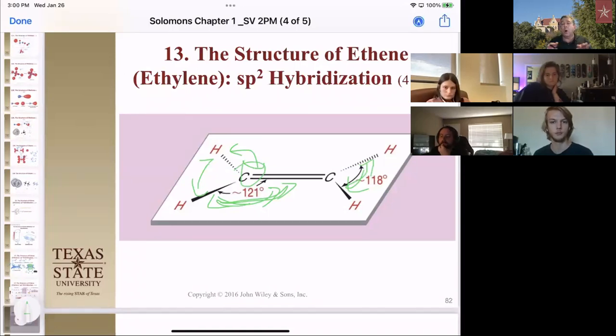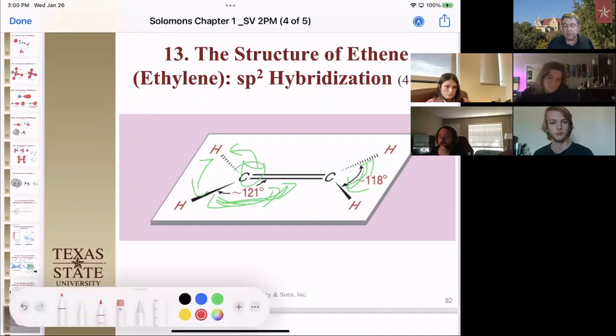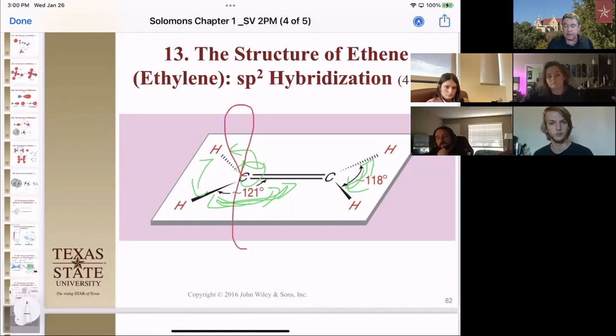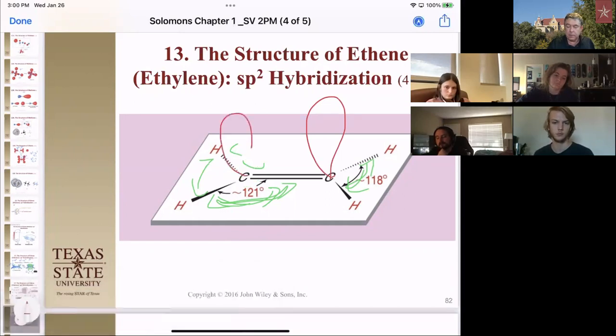And notice that they're all in the same plane. What that means is that the z-axis is coming above the plane and below the plane. Let me actually do this one this way. Above the plane and below the plane here. So all of these are our sigma bonds right here. And those 2 leftover p orbitals that aren't hybridized can overlap above and below.